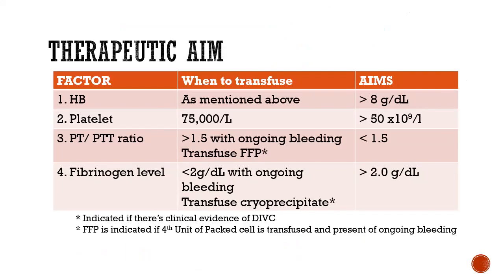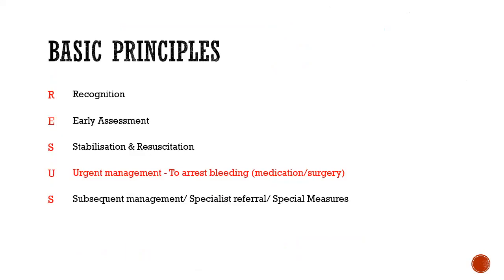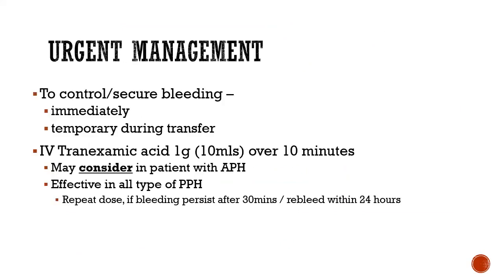All right. So after you have stabilized and resuscitated the patient, you also need to stop the bleeding. That is where the urgent management comes in. To control or secure the bleeding, you need to secure it immediately, or temporarily when you want to transfer the patient. This is only if, let's say, you are in a district hospital without specialists, then you need to transfer the patient over. Remember IV tranexamic acid, 1 gram is 10 mils. No need to dilute, just syringe out 10 mils and then give over 10 minutes.